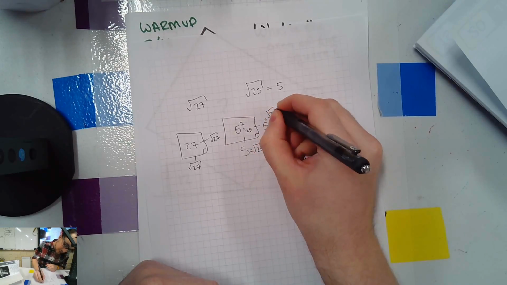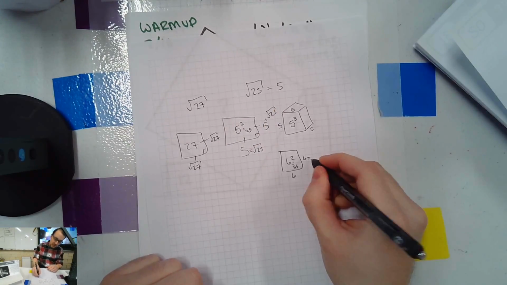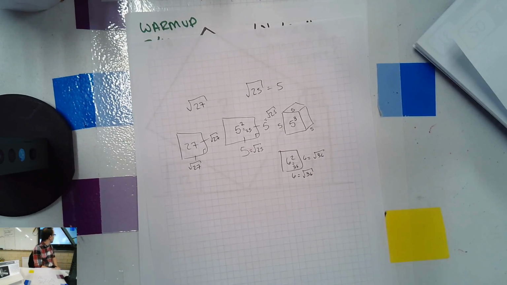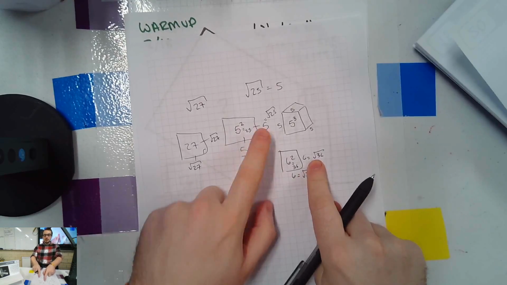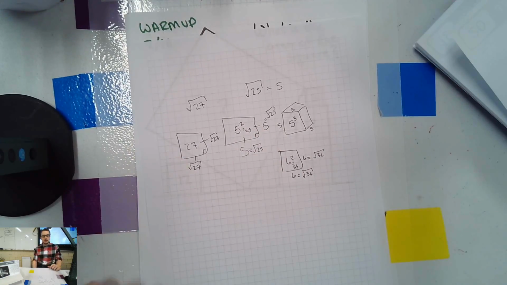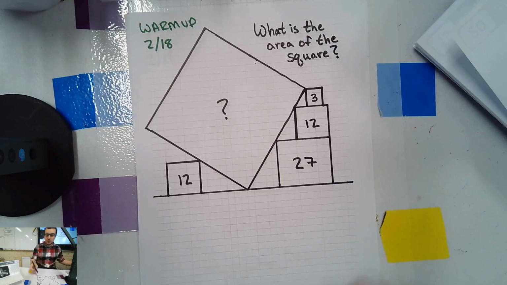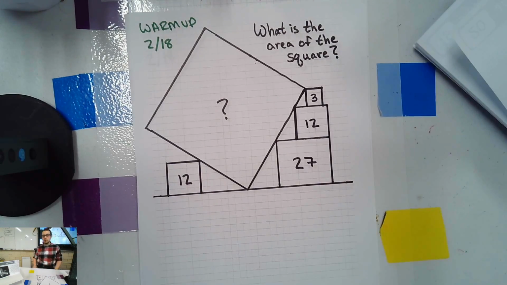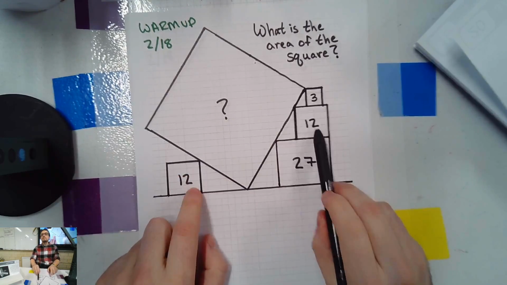So you could write the sides as root 25, or write these sides as root 36. But when we can simplify, we do, because those are perfect squares. This one we can't, so we leave it root 27. So if we were to call these squares, the sides would be root 27, root 12, root 3, and root 12 over here. Now, did anybody else notice that these are the same?